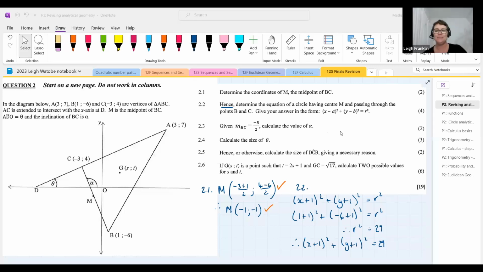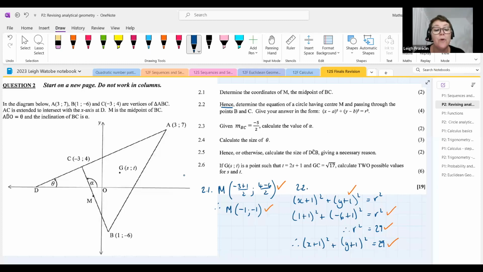It's fine. Okay, so that's out of 4 marks. There would have to be a mark for subbing in A and B correctly, a mark for subbing in the other point, calculating r squared, and then the equation of our circle. All right, cool beans. Now let's go on to question 2.3. I'm going to pop that in over there.